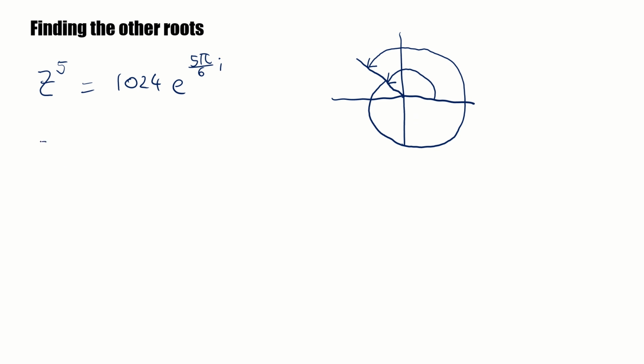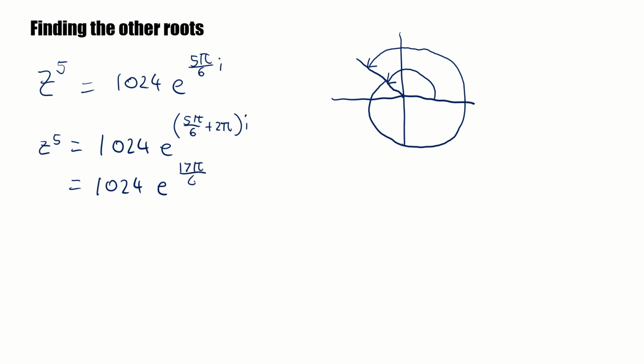So if we do that to our complex number, we'd have z to the power of 5 equals 1024 e to the power of 5 pi over 6 plus 2 pi, lots of i. And if you simplify that, you'll realize we have 1024 e to the power of 17 pi over 6, lots of i. Now the reason that's intriguing is because, as I already said, that looks like a different complex number even though it is actually secretly the same complex number.